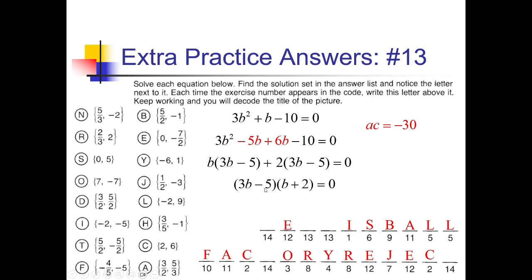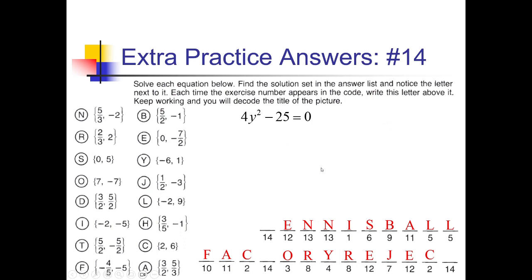For the first factor, we can add 5 and divide by 3. That's going to be 5 thirds. And then we can subtract 2 to get negative 2 for the other b value. So those 2 are up here with choice N. That's going to be number 13. So we have an N going here, right next door to here, and I believe that is it. No more 13s. Everything else is 14.